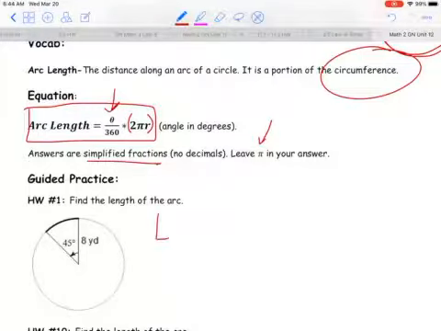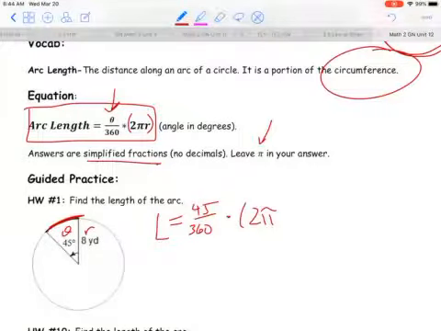So if you take length here, we have our angle and our radius, and we want this arc length. So our angle, 45 over 360, so what portion of 360 do we have? Times our 2 pi and our r.